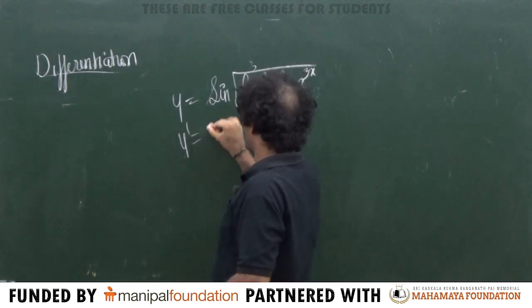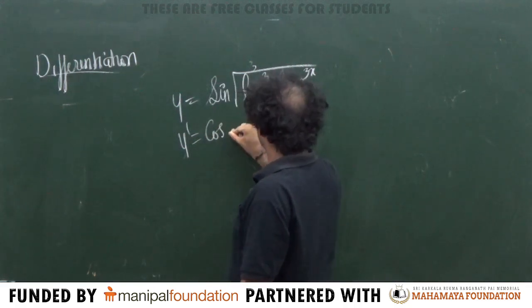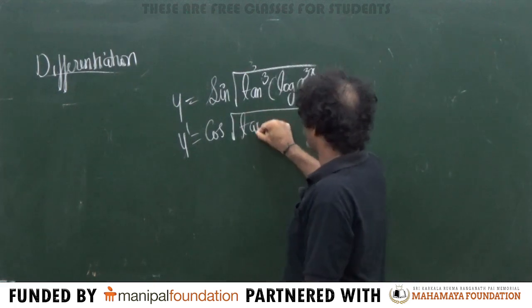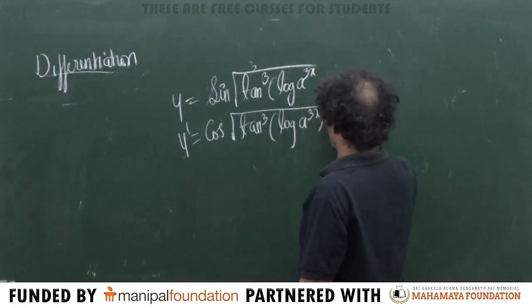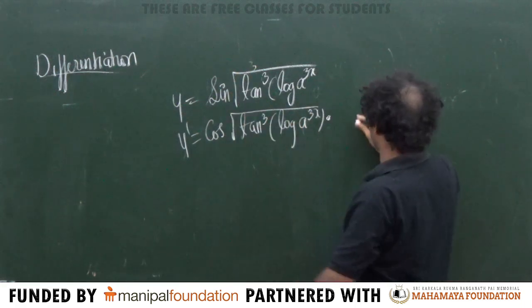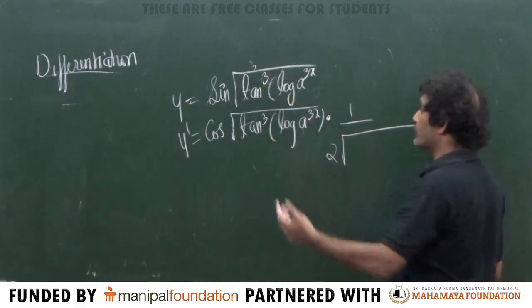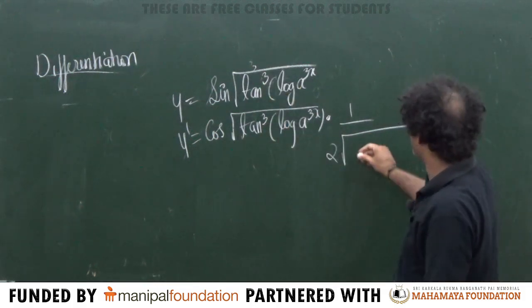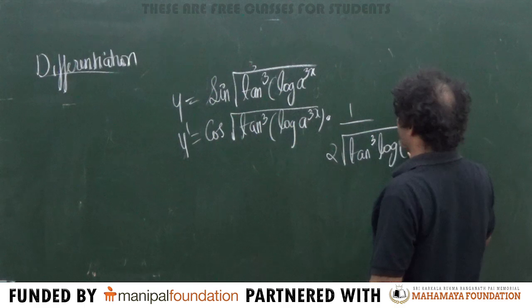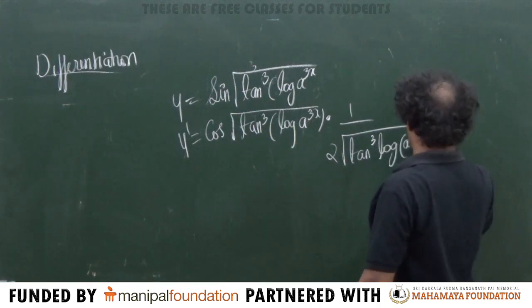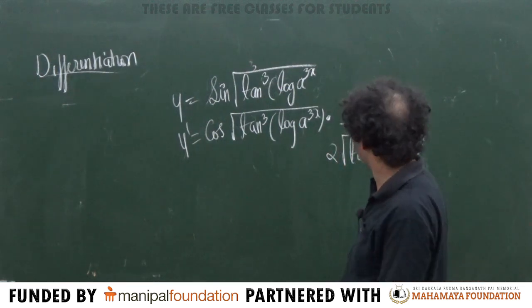So who is y dash? First, who is there? Sine, right? What's differentiation of sine? Cos. Remaining right like that only. Log of a power 3x. After this, who comes? Root, right? So 1 by 2 root. Whenever root comes, you have to do 1 by 2 root, okay? Tan cube log of a to the power 3x. Correct, no?